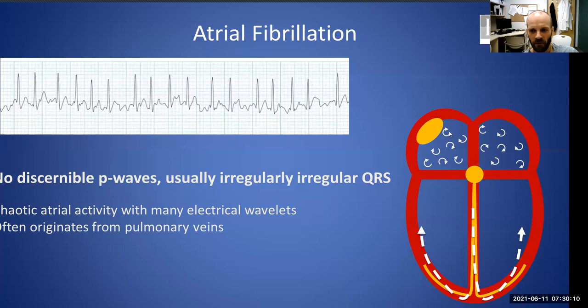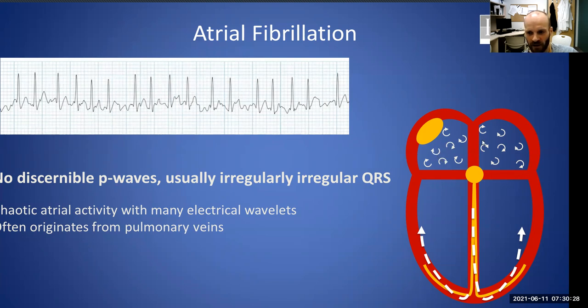So in the atria, we've got these meandering wavelets of electrical activity spinning around. There's no organized electrical activity here. So you're not getting any output from the atria, but the atria only contribute about 10% to cardiac work and the ventricles do 90%. So this is still perfectly compatible with life.